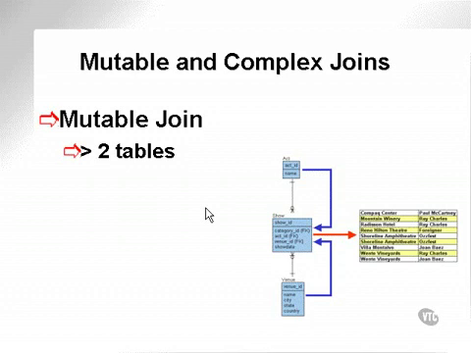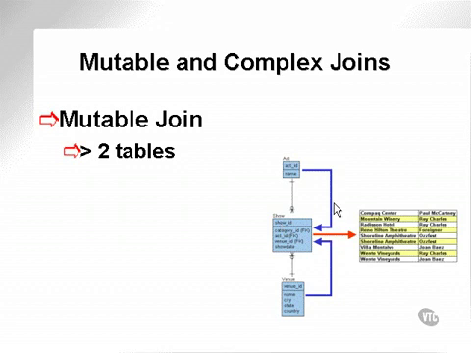Mutable and complex joins. As we've discussed previously, a mutable join is a join of more than two tables. Multi-table, mutable, subject to change, etc.